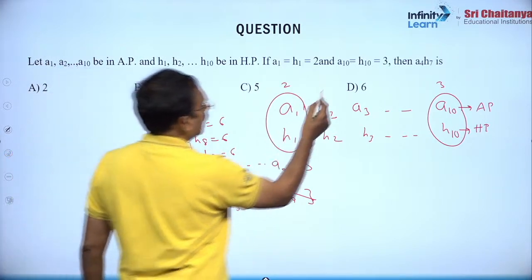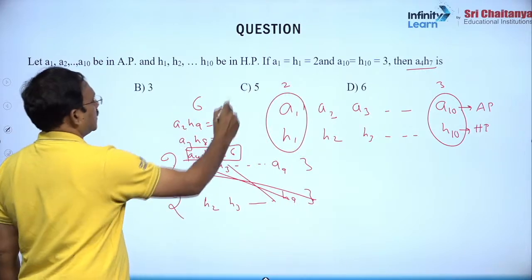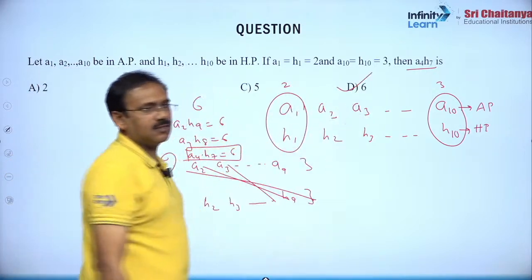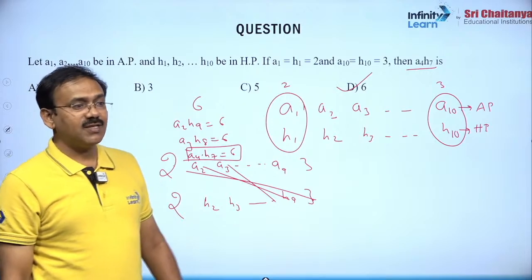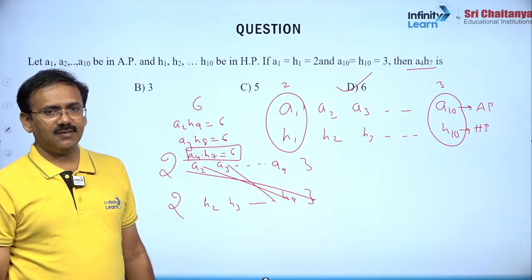He is asking A4 into H7, that will also be 6, my dear friends. 6 is the answer. It's an important shortcut, otherwise it takes a little time, so rather this is easy, my dear friends. Okay.